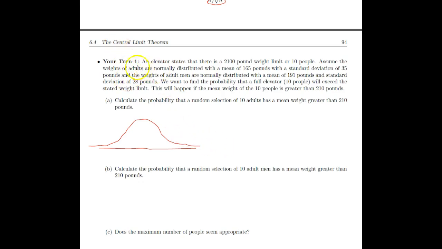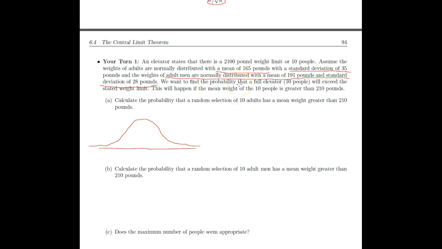Okay, your turn one. An elevator states that there's a 2,100 pound weight limit, or 10 people. Assume the weights of adults are normally distributed with a mean of 165 pounds and a standard deviation of 35 pounds. I'm going to underline those words. That's for my parent population. And the weights of adult men are normally distributed with a mean of 161 pounds and a standard deviation of 28. So now they're just talking about men, not all adults.